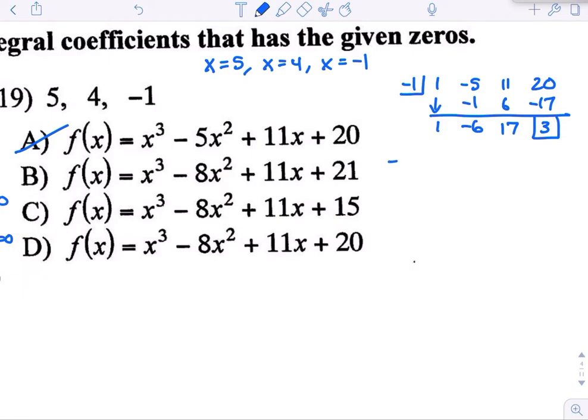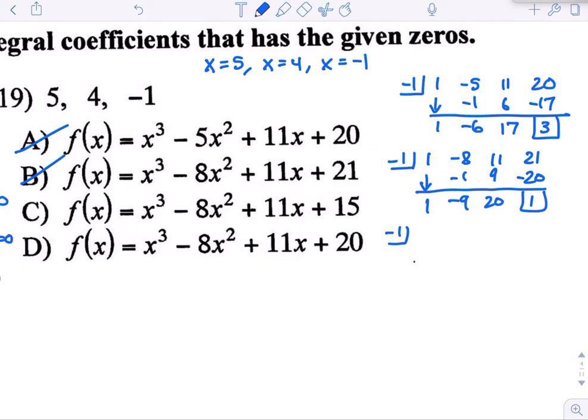So then, right, you guys would just go down the list and see which one would give you a remainder of 0. So mama, right? 1 times negative 1, negative 1. Add together, negative 9. Multiply together, 9. Add together, 20. 20 times negative 1, negative 20. So that one doesn't either.